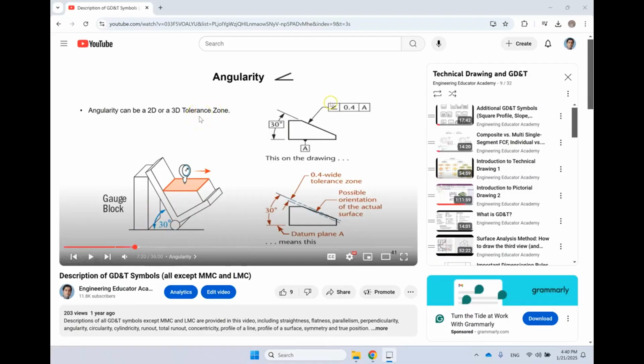Okay, so please pay attention to the rest of this video when Jared is talking about how to put a surface at a specific angle. Thank you.